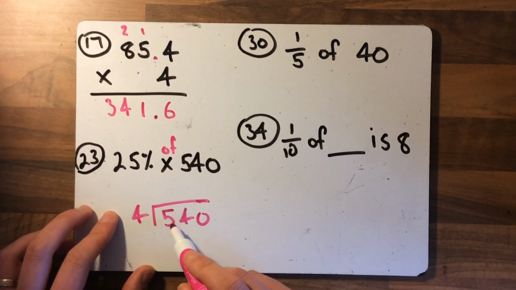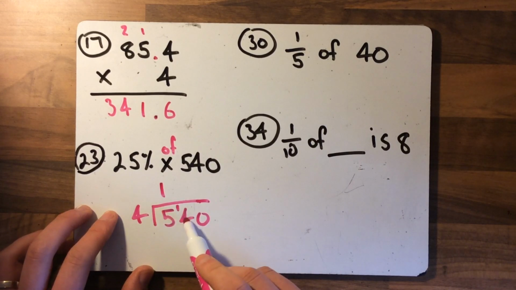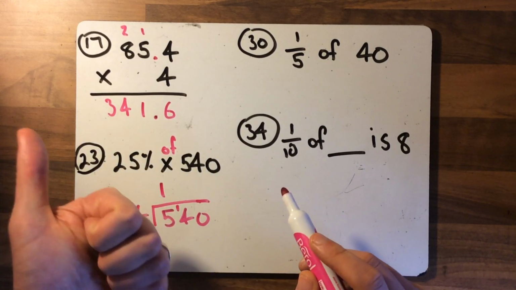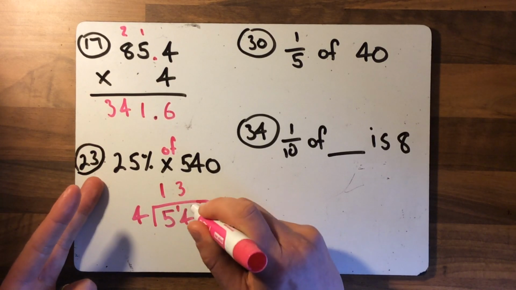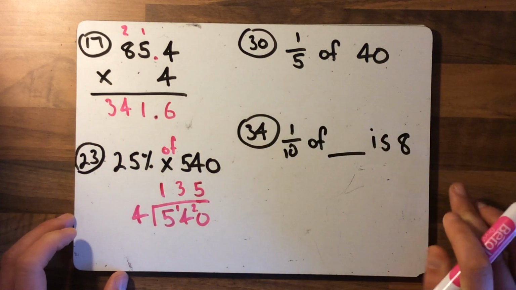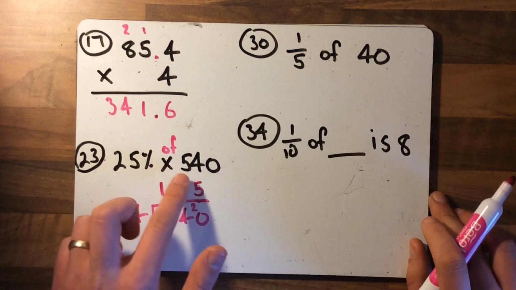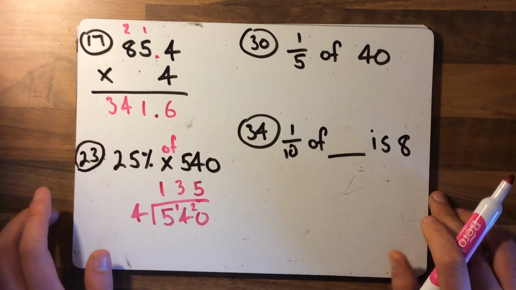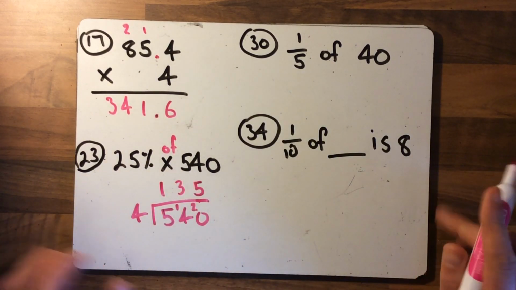How many 4s go into 5? 1 with 1 left. How many 4s go into 14? 4, 8, 12. Can't go further than that, so it's 3 with 2 left. How many 4s go into 20? It is 5. So 25% times, or 25% of 540 is 135. 135 is the same as a quarter of that.